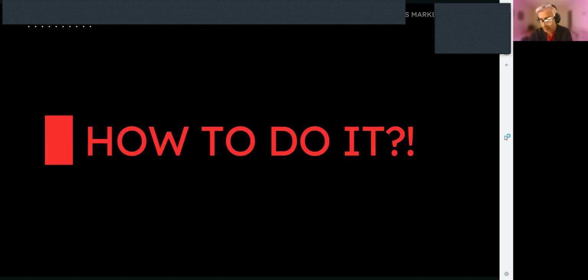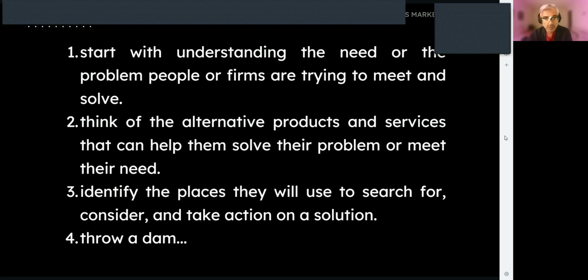So how do you do it? The approach is, first you need to understand the problem that people are trying to solve, the need. Then, with that need in mind, you write down all the alternative products and services that they might be able to use to solve their problem or meet their need.